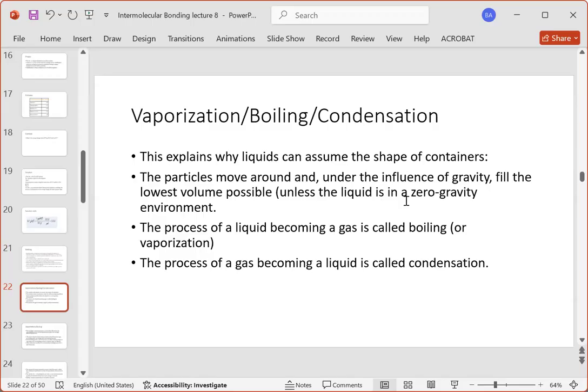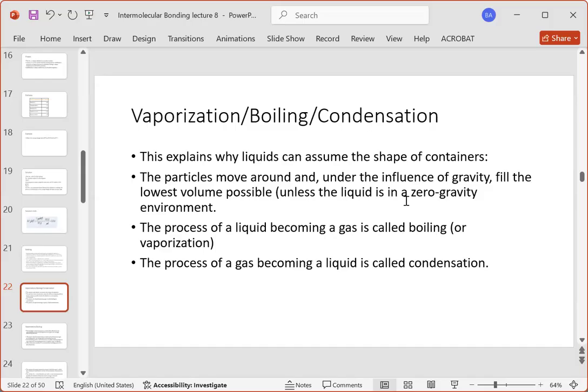This explains why a liquid can assume the shape of a container. The particles move around and, under the influence of gravity, fill the lowest volume possible, unless the liquid is in a zero gravity environment. When you go to outer space, you have no gravity there. But around here, in the troposphere, we have gravity on us. When you go all the way up past the troposphere, to the stratosphere, to the mesosphere, there's zero gravity.